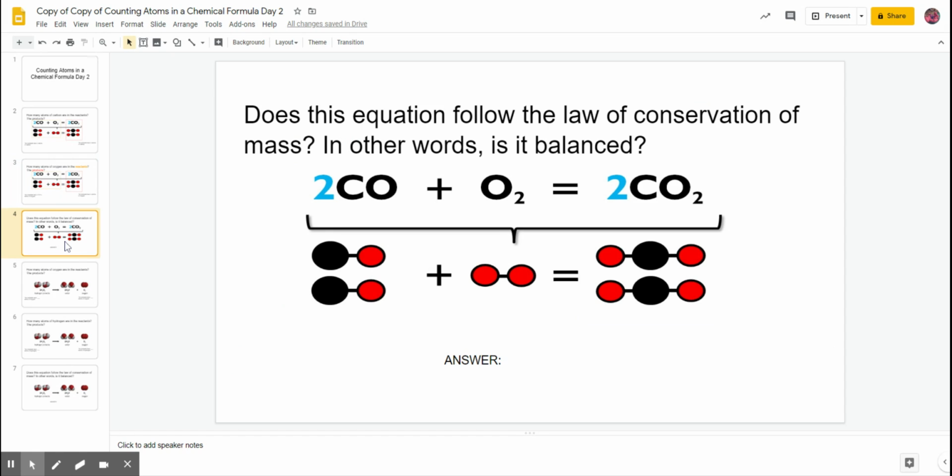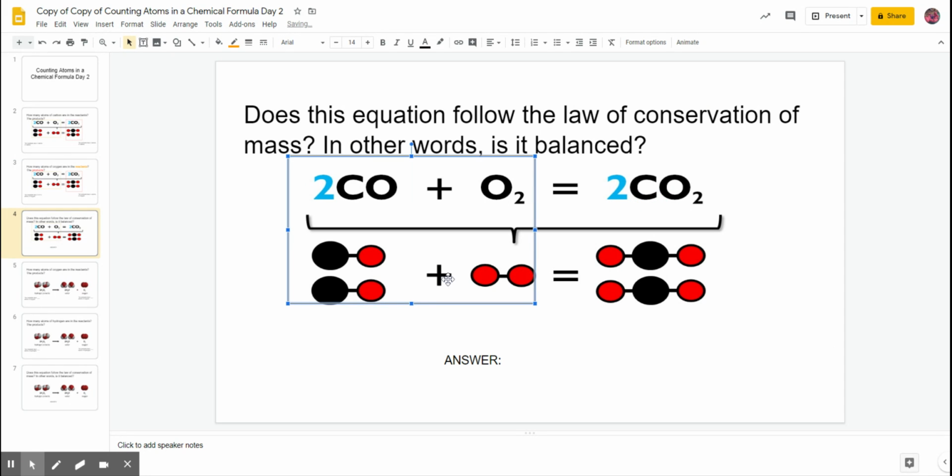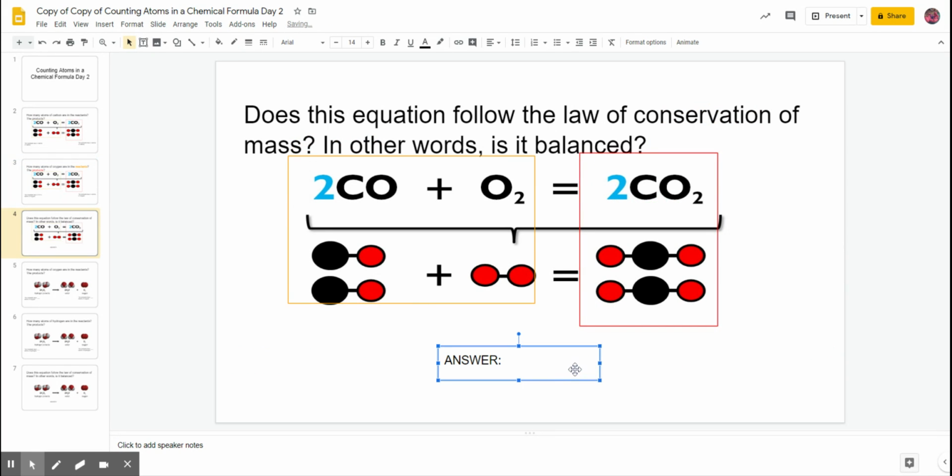So, last question that goes with this formula. Does this equation follow the law of conservation of mass? In other words, is it balanced? So remember, what that means is, is there the same amount of atoms on each side of the equation? Is there the same amount of C in the reactants as there is in the products? Okay? So how much C is there in the reactants versus the products?